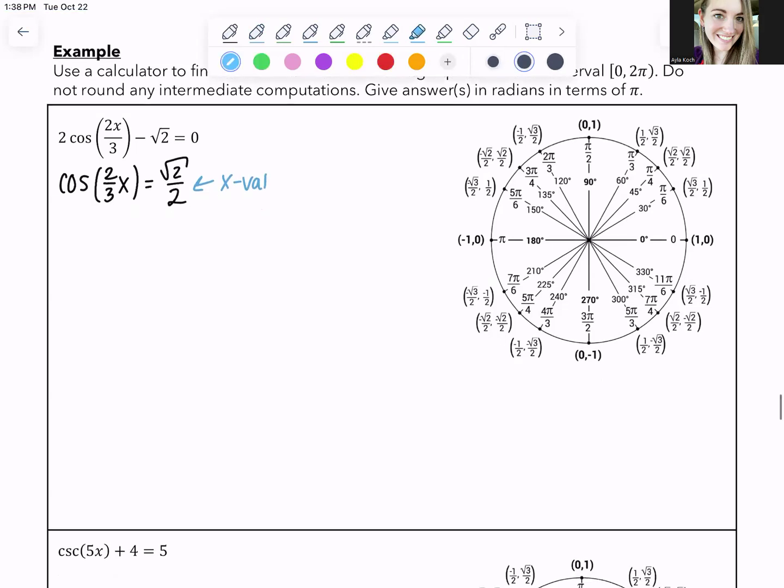So I come over to the unit circle. I say, where are the x values? Square root 2 over 2. X values are positive on the right half of the circle. So that's going to be at pi over 4 and at 7 pi over 4.